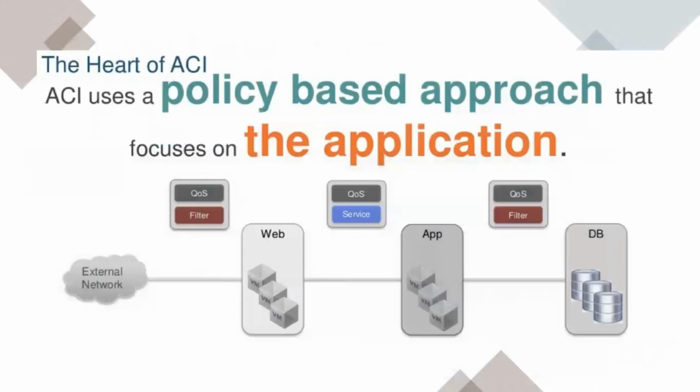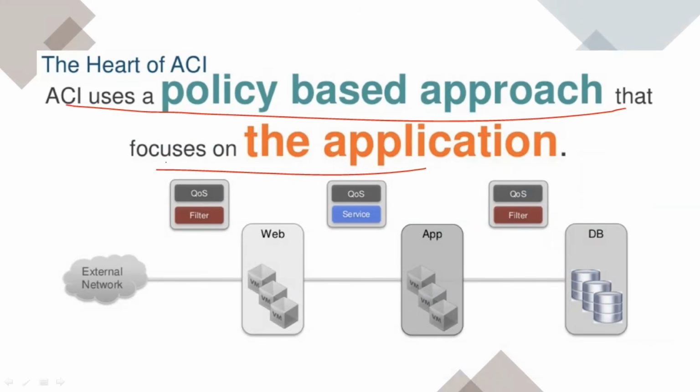Now the heart of ACI is a policy-based approach that focuses on the application. So the meaning is, now you have a web server, right? The web server talks to the application server, which talks to the database server. In that case, I will configure 3 types of policy. One is for the web server, one is for the app server, another one is for the database server, right? So 3 different sets of policy. Now those policies will match to the application level as well.